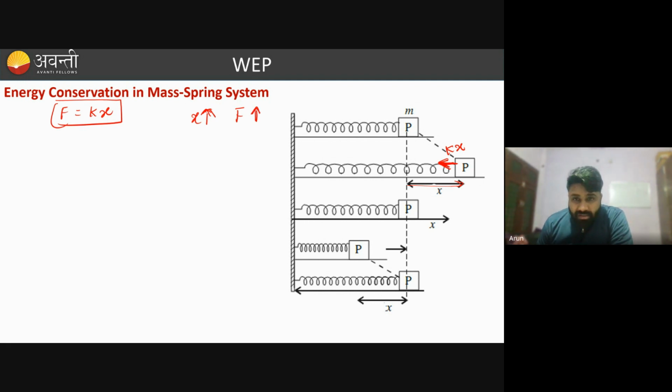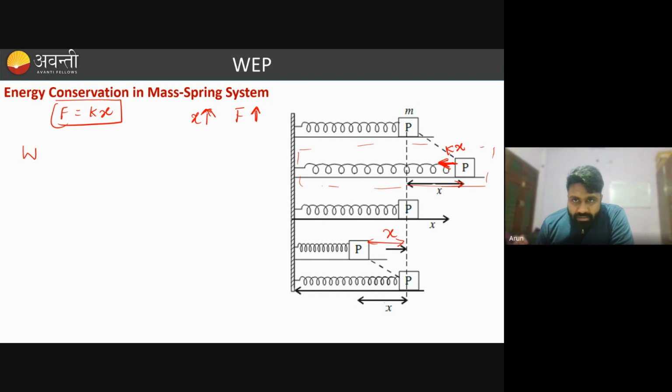Here you will see we have compressed it by a distance x, and in this we have extended it by a distance x. We can apply the conservation of mechanical energy here, because if I consider this to be a system, these forces will become internal forces. This is the spring force. By applying the conservation of mechanical energy, we get to know the work done by the spring force here. And the spring force, we can say, is a conservative force.